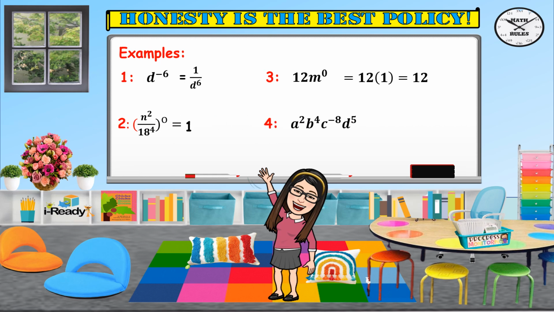And of course, a squared, b to the fourth power, c to the negative 8, d raised to 5. So as you can see, we have negative exponent, yung c, yung variable c natin. So therefore, you're going to put it at the denominator. So remain po sa numerator yung positive exponent na a squared, b raised to the fourth power, d raised to 5 all over c raised to 8.